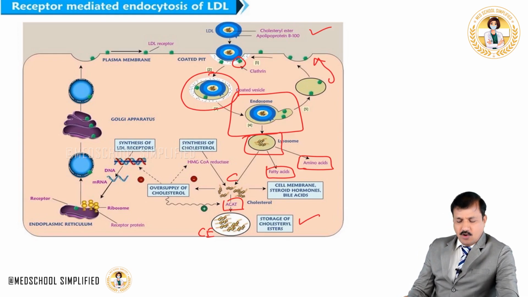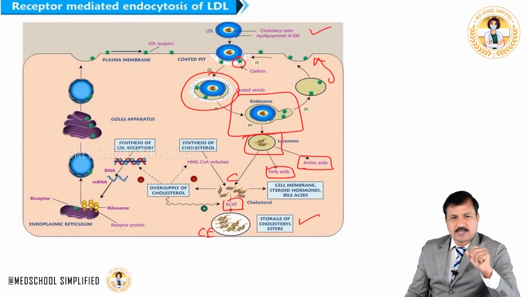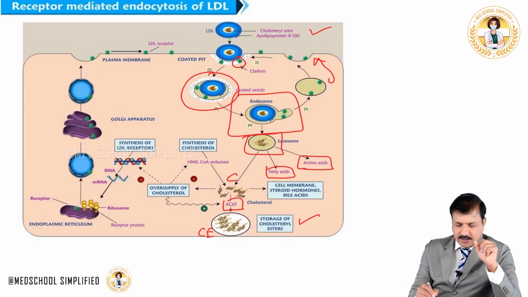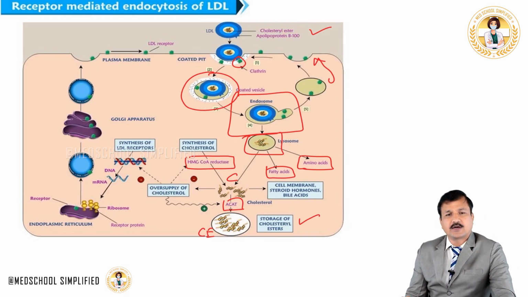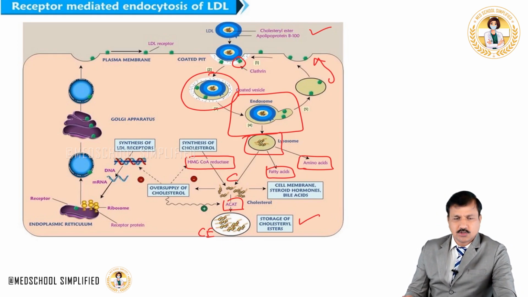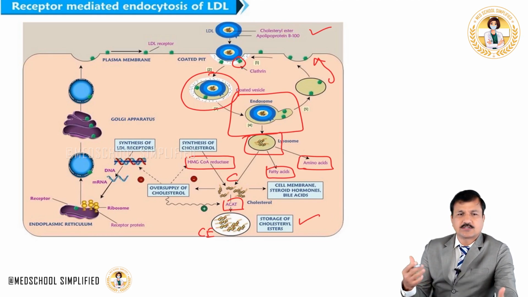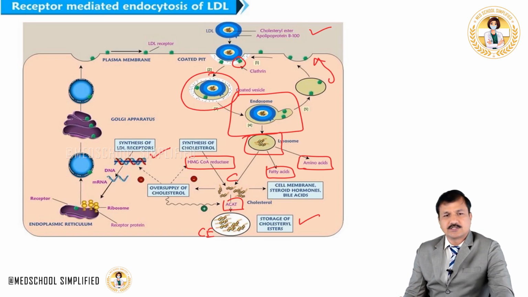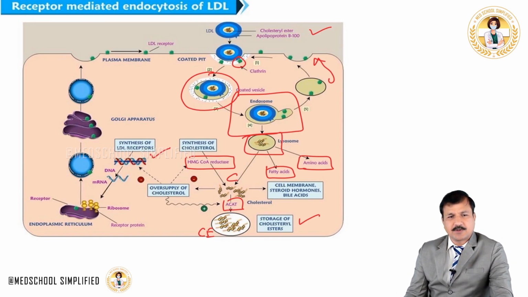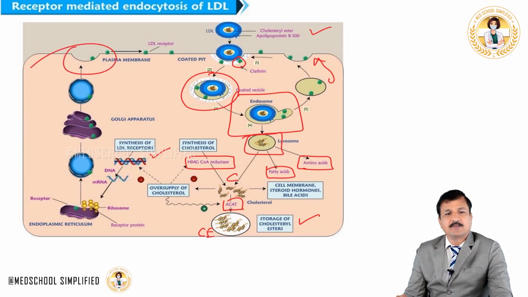And if there is an oversupply of cholesterol inside the cell, that will have a negative effect on a cholesterol synthesizing enzyme called HMG-CoA reductase enzyme. And also, if the cholesterol levels are high inside the cell, it will have a negative effect on the gene that is coding for LDL receptor, thereby LDL receptor expression over the cell membrane can be decreased.